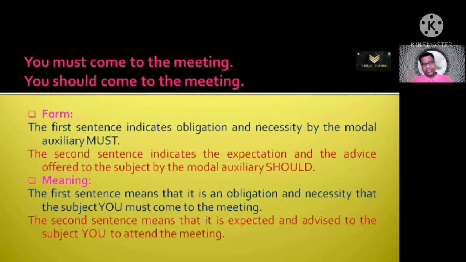The second sentence says, you should come to the meeting. This sentence indicates the expectation. This sentence offers you advice that, see, it is the sense of responsibility of an individual to attend formal proceedings like a meeting. So you should come to the meeting. You cannot simply avoid it. You cannot simply skip it. So this way, these two sentences can be analyzed.